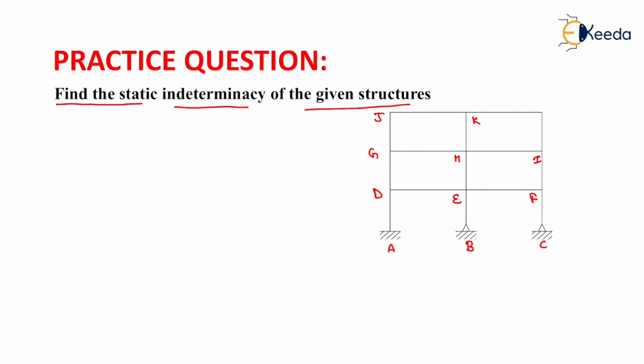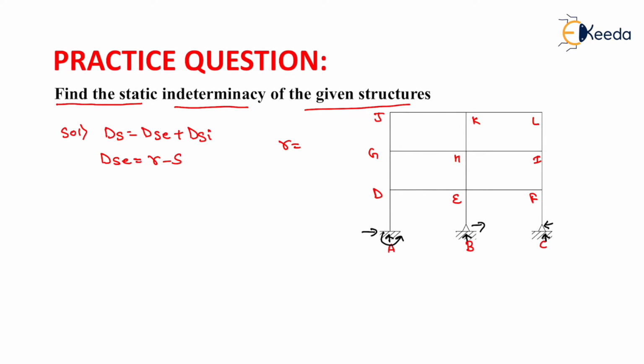Now, for the calculation of total static indeterminacy, the formula is equal to the sum of external static indeterminacy and internal static indeterminacy. For the determination of external static indeterminacy, we know the formula, that is R minus S, where R is the number of external reactions or support reactions. Due to the fixed support at A, there will be three reactions, that is vertical reaction, horizontal reaction and moment. Due to hinge support at B and C, there will only be two reactions, vertical and horizontal.